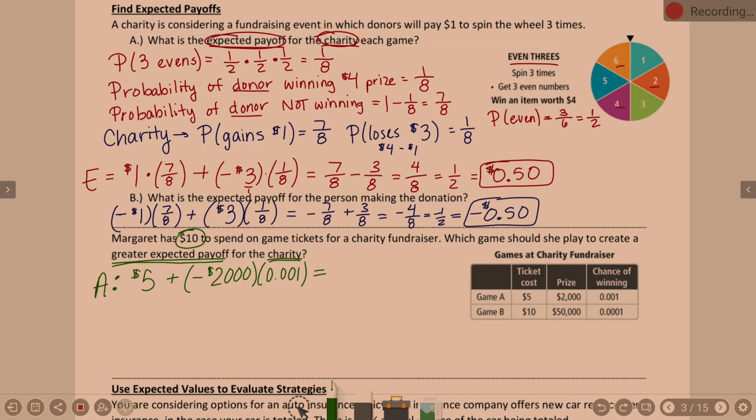Now someone's doing the math out there, right? $5. At 1,000th chance they lose $2,000. What's this all equal out to be? In other words, what is 1,000th of 2,000? 2. That's a negative 2 then, right? So what do we know? 5 plus negative 2 is going to be 3. So each time we play game A, the charity gets, on average, $3 off of us, yes?